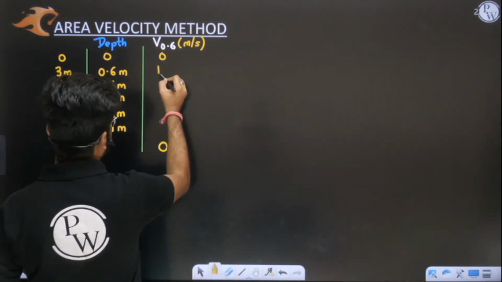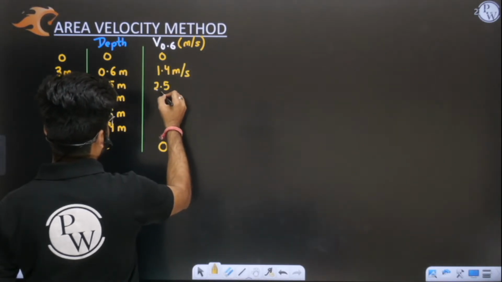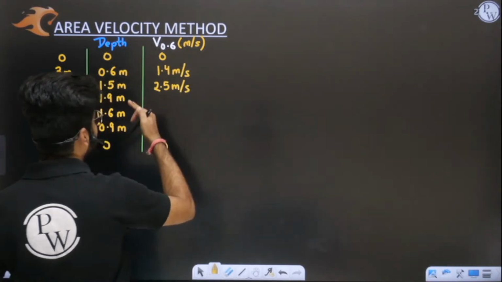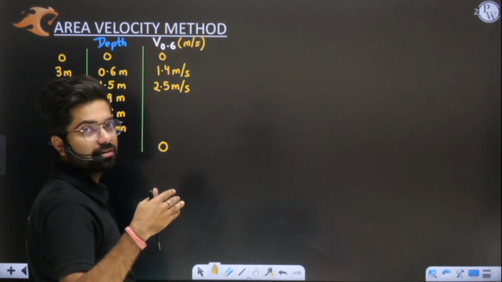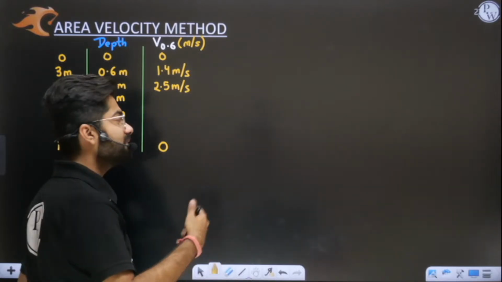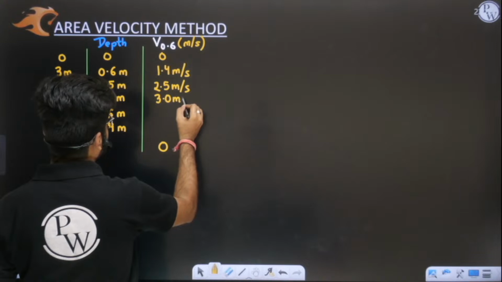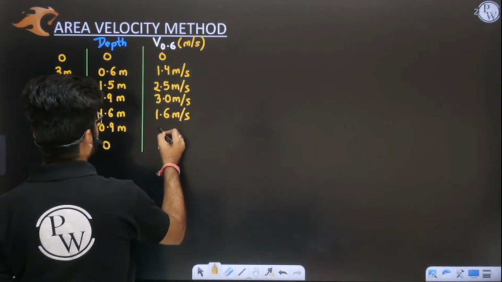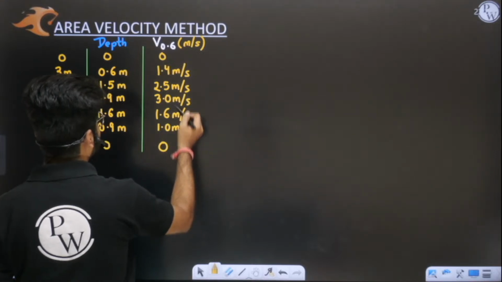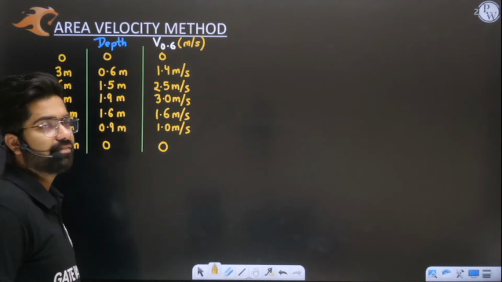Okay, let us say velocity is 1.4 meter per second. Let us say here it is 2.5 meter per second. See, the closer you are to the middle reach, you will see higher velocity there. This is a basic fact. You need to understand this. So these are the velocities at 0.6 times the total depth which we have measured, so we can directly consider this as average velocity.